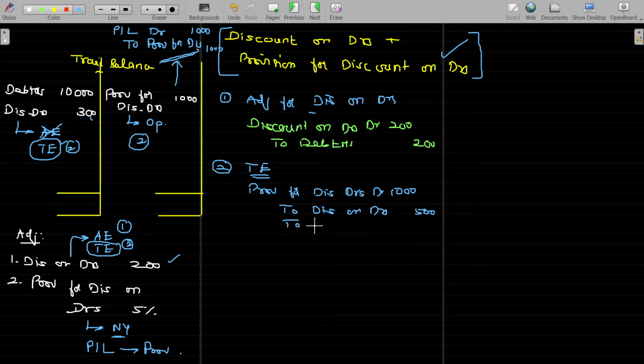Then the difference should be transferable to the P&L account. Surplus we have. Shortage is there means P&L account is debited. Here we have surplus, so they are credited to the P&L account. And the third entry is all about the provision supposed to be created for the next year's requirement. Creation.